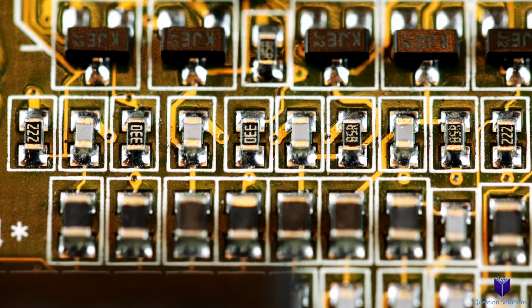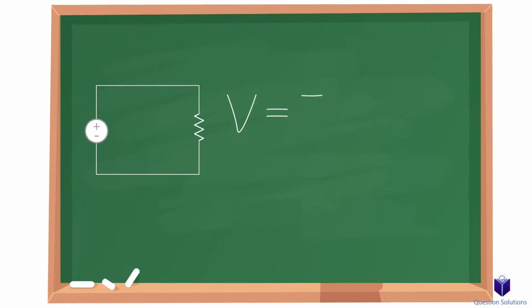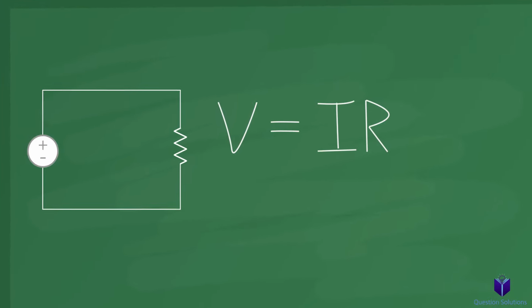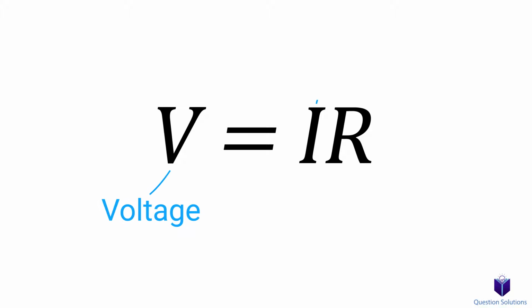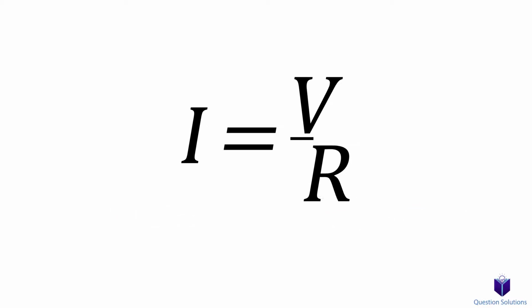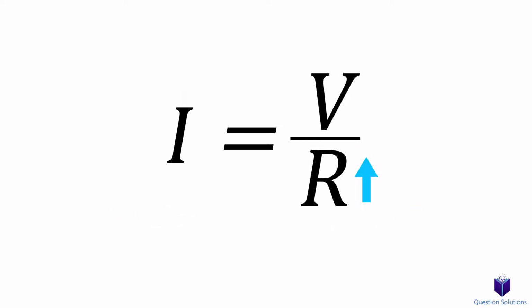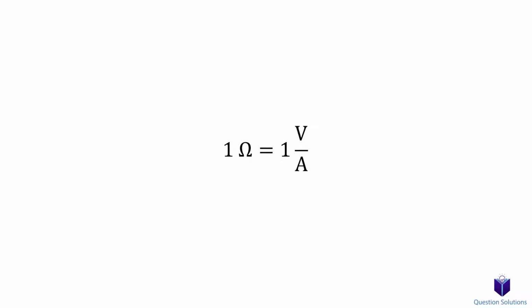A physicist by the name of George Simon Ohm figured out that there is a relationship between voltage, current, and resistance, and that relationship is called Ohm's law. It's a great tool to use when analyzing circuits. If we rearrange this equation for current, we see that the higher the resistance, the lower the current will be. Resistance is measured in ohms, with the capital Greek letter omega as its symbol. 1 ohm is equal to 1 volt per ampere.